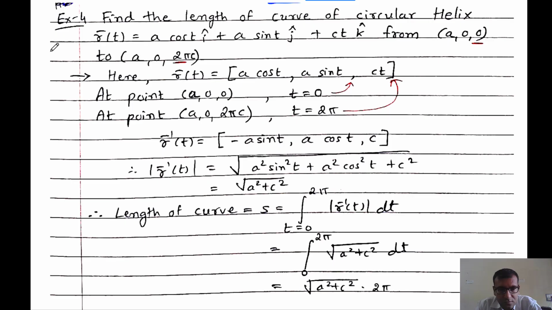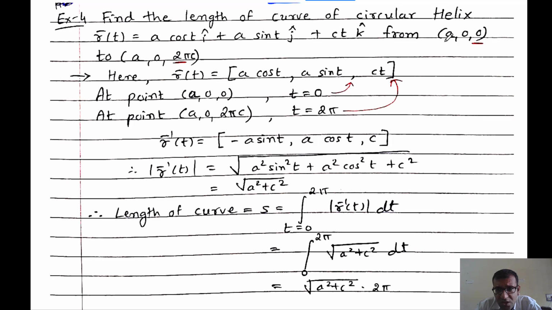Okay, example number 4. Find the length of the curve of the circular helix r bar of t is equal to a cos t i plus a sin t j plus ct k from (a, 0, 0) to (a, 0, 2 pi c). These are the 2 points, okay, on this curve. Now you know that the position vector can also be written in square brackets like this if you don't want to write ijk. So r bar t is (a cos t, a sin t, ct), okay.